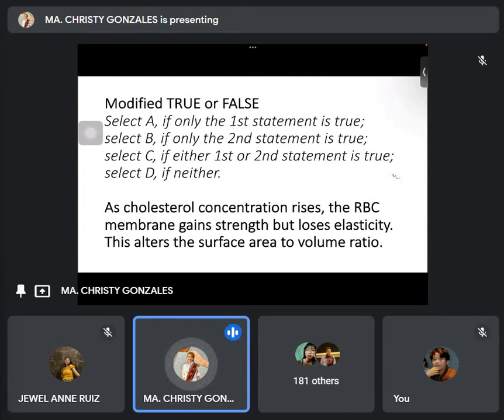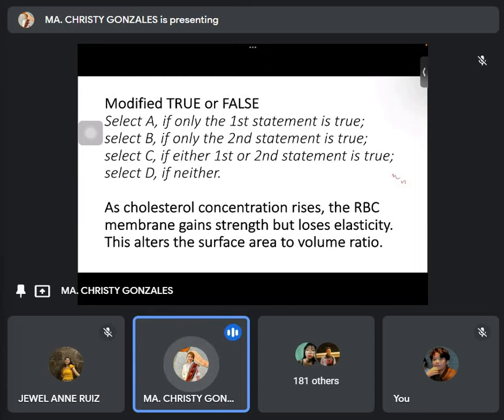Next tayo, modify true or false pa rin. As cholesterol concentration rises, the RBC membrane gains strength. That's correct, right? Kasi associated to sa tensile strength, but loses elasticity. That's also correct, right? This alter the surface area to volume ratio. Okay, kasama ba yun?